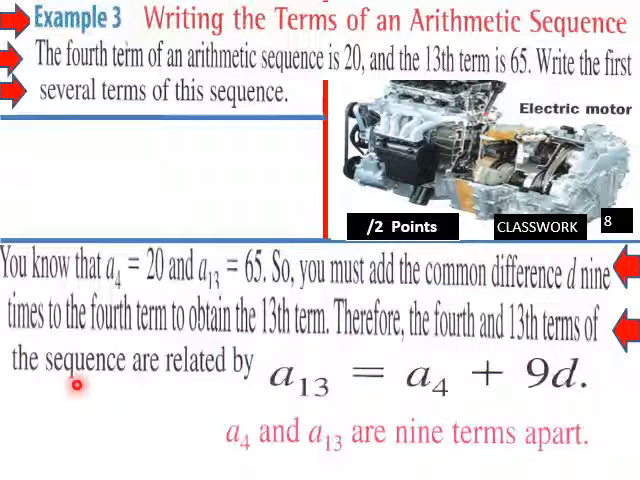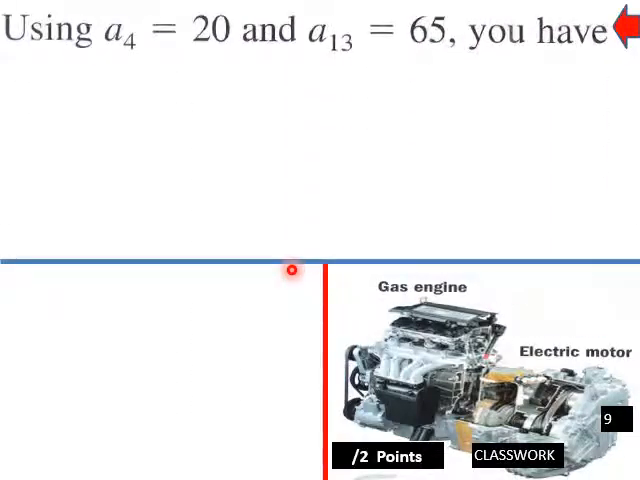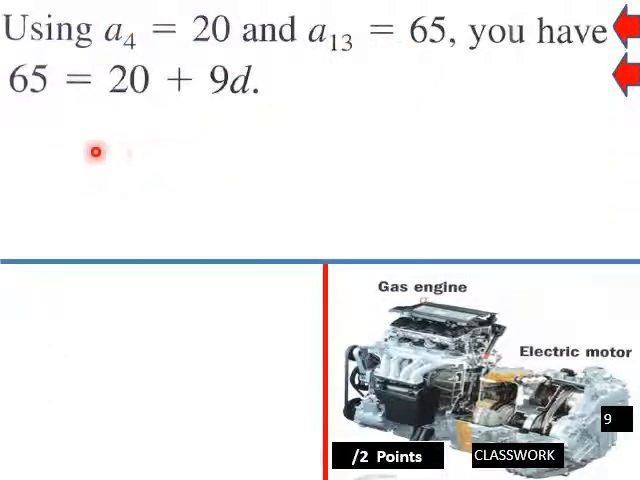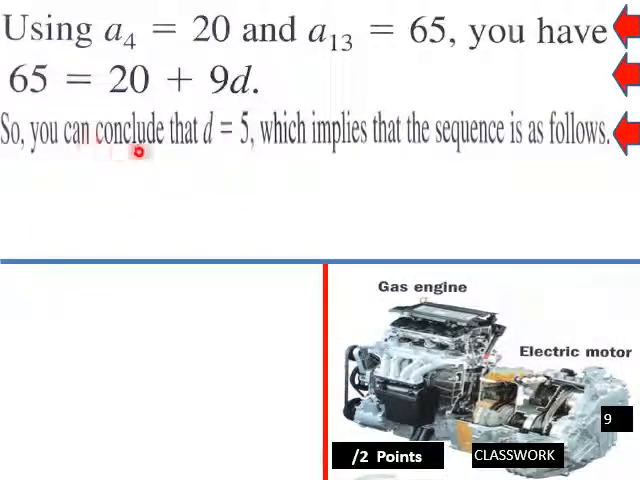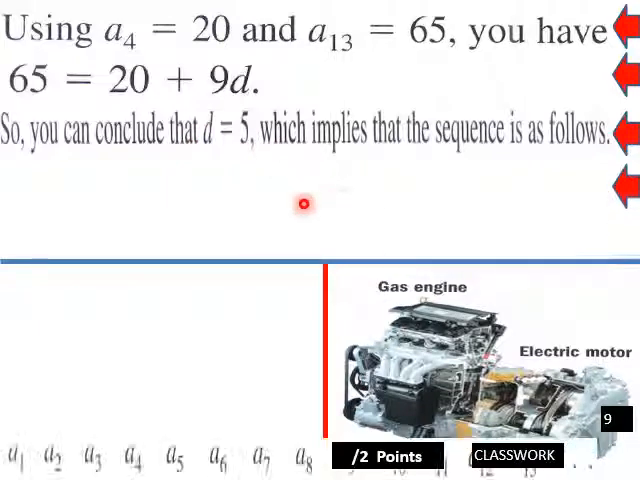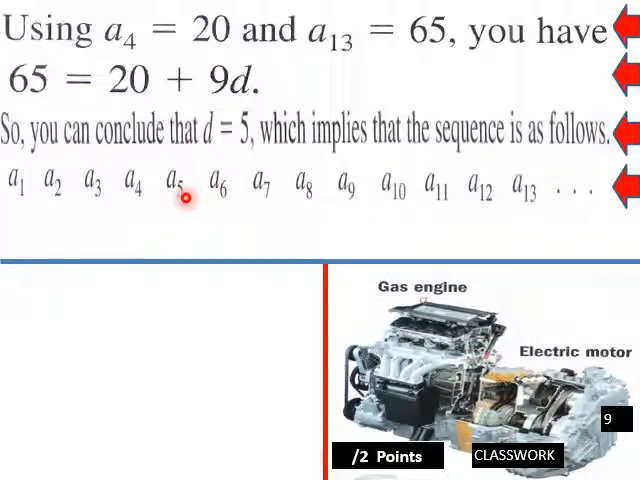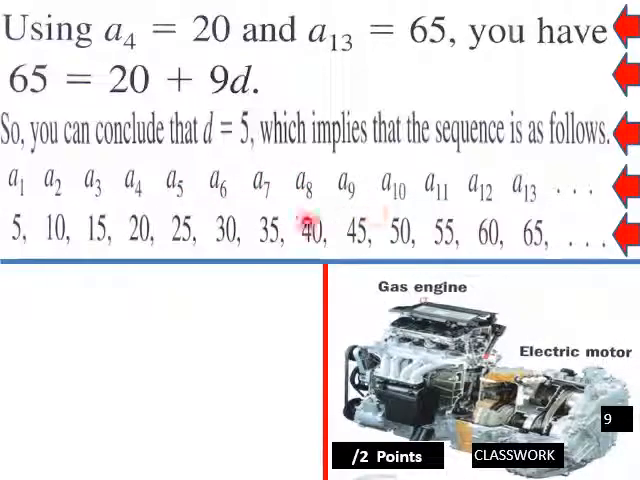Therefore, the fourth and the 13th terms of the sequence are related by a13 equals a4 plus 9d. a4 and a13 are 9 terms apart. And then when we do that, we come up with a4 is 20 and a13 equals 65. You have this situation here: 65 equals 20 plus 9d. And then you conclude that d equals 5, which implies that the sequence is as follows. a1, 2, 3, 4, 5, 6, 7, 8, 9, 10, 11, 12, 13 will be the same thing as this output here.